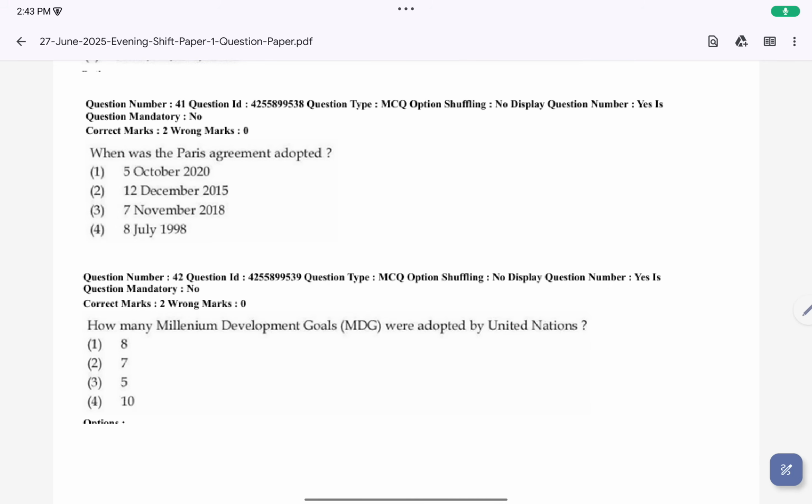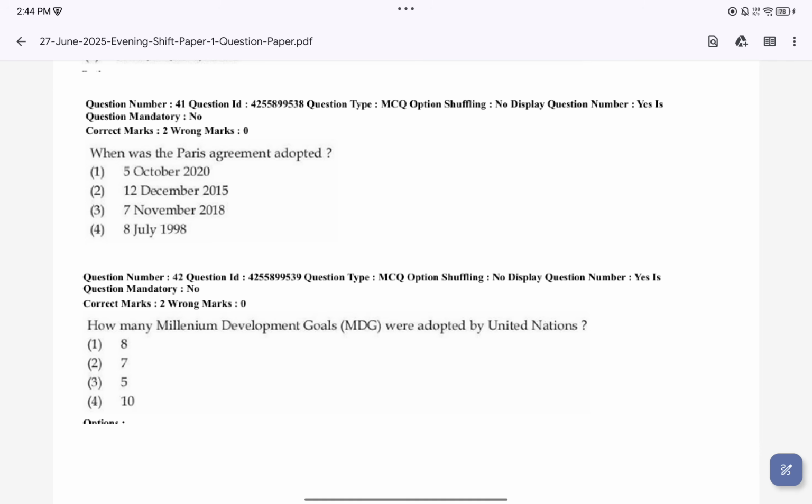Questions number 41 to 50 on people, development and environment. Question 41: When was the Paris Agreement adopted? It was adopted on 12 December 2015. So we should know about the Paris Agreement. Next, how many Millennium Development Goals were adopted in the United Nations?